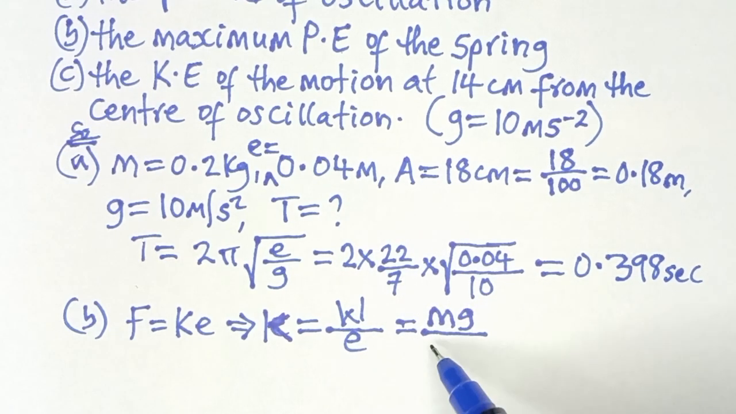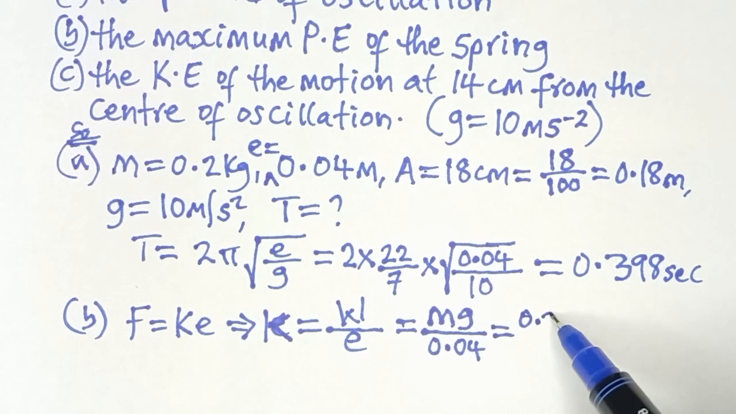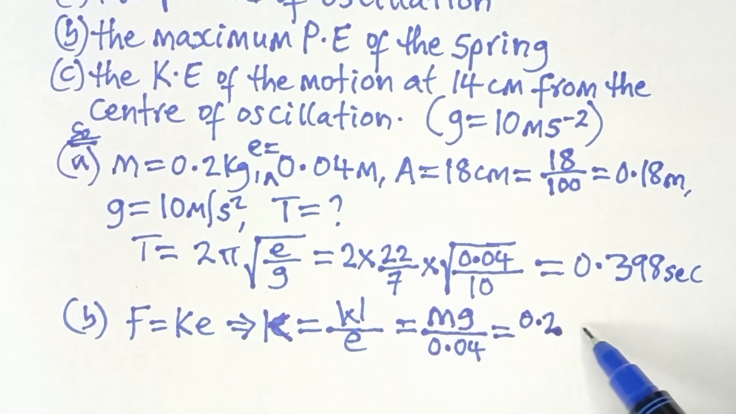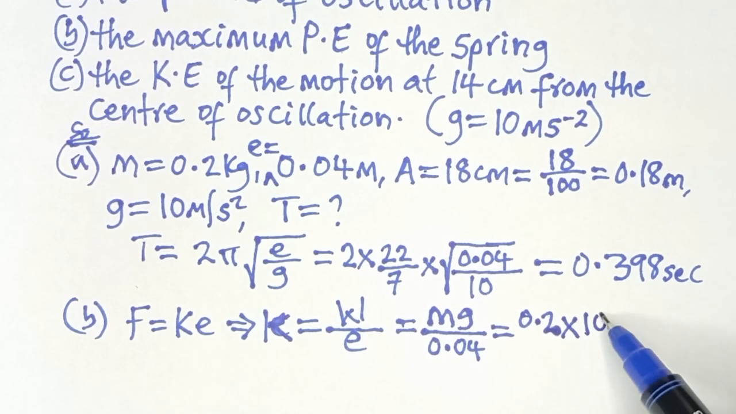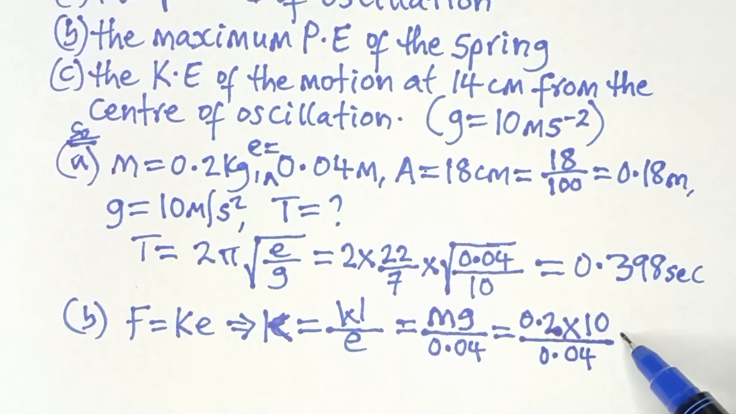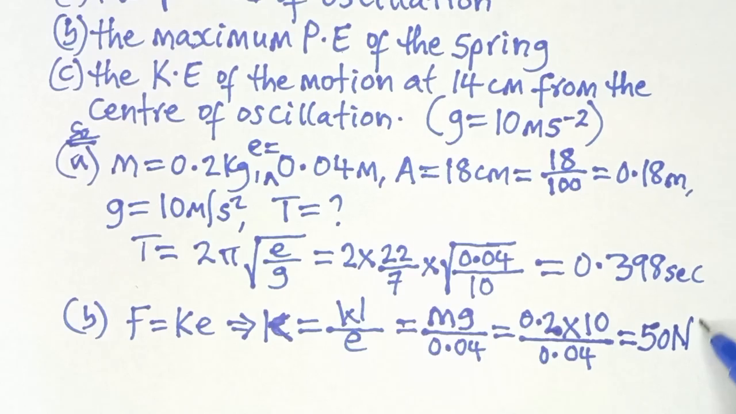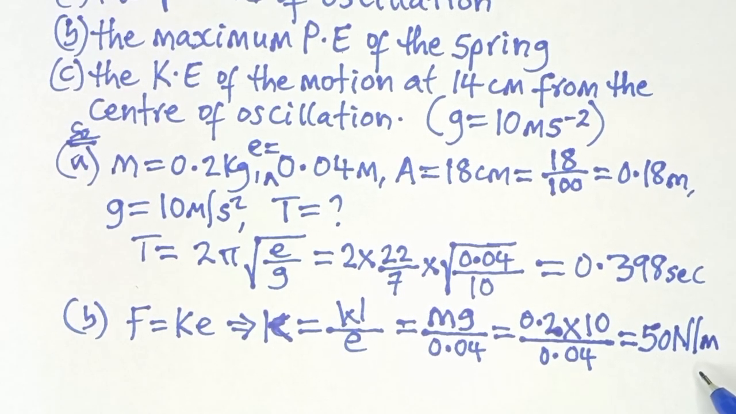So that will be 0.04. So I can still substitute values now as m, which is 0.2, and then multiply by g, which is 10, all divided by 0.04. And that will give us the value of K as 50 Newton per meter. So this is the value of K.